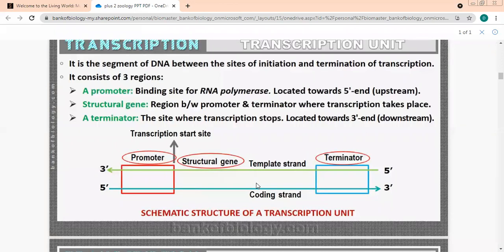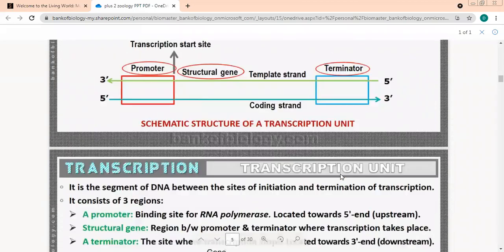Structural gene is the area between both of them where the main process will take place. So this is one part where we need to be more careful that yes, this is the area where this is going to take place. Then we have this terminator area. Transcription is going to stop here.